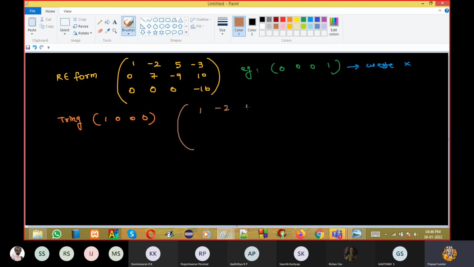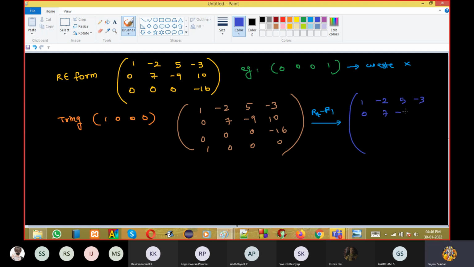1, minus 2, 5, minus 3; 0, 7, minus 9, 10; 0, 0, 0, minus 16; 1, 0, 0, 0. Anyway, if I'm adding again, everything will get disrupted. Okay, try to add this now. We'll check. Perform a row operation: row 4 minus row 1. What will you get? 1, minus 2, 5, minus 3; 0, 7, minus 9, 10; 0, 0, 0, minus 16; 0, 2, minus 5, 3.